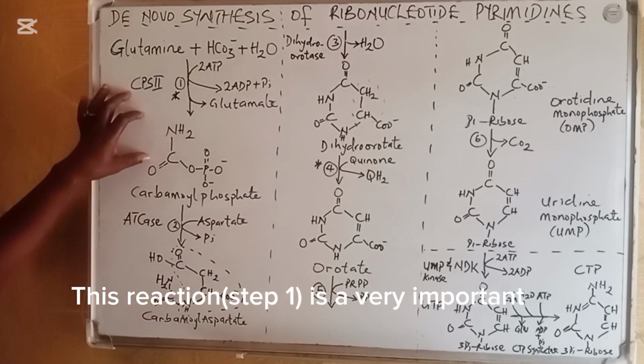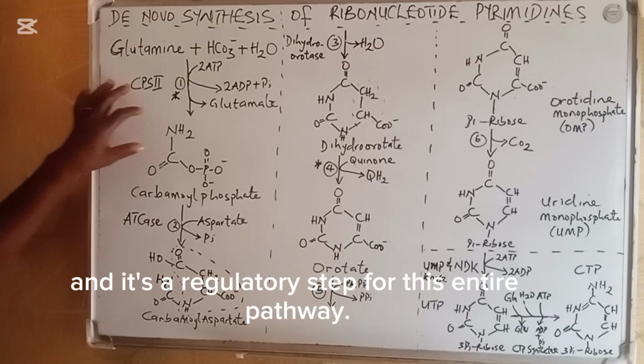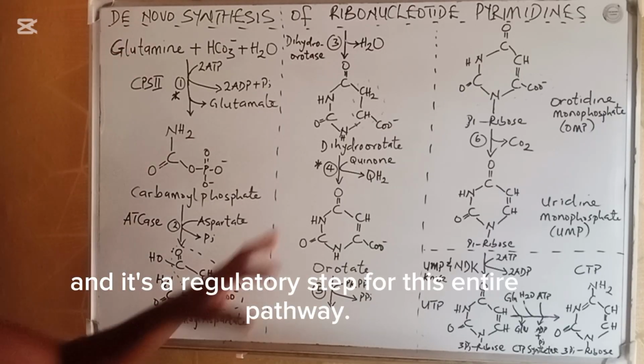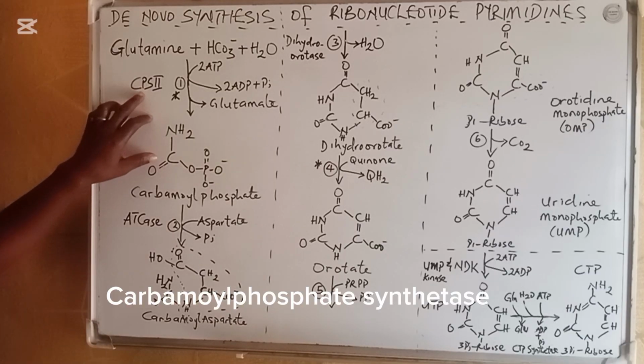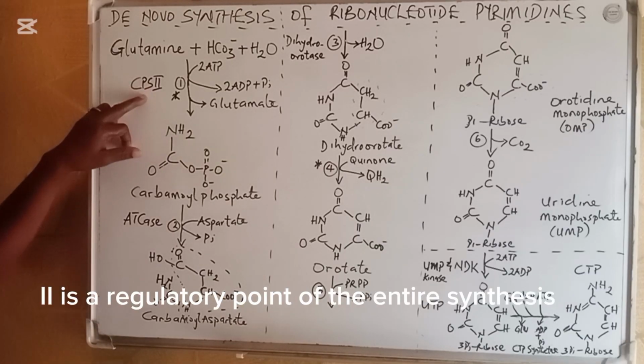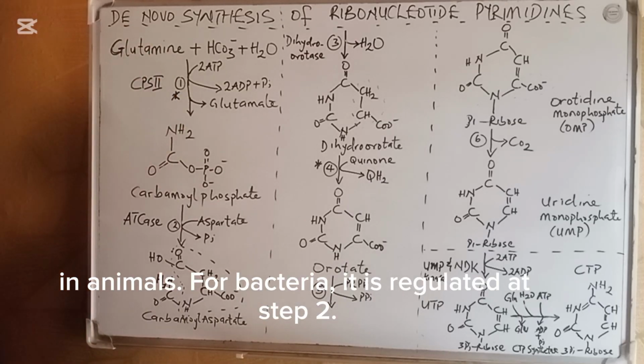This reaction, as step 1, is a very important step and is a regulatory step for this entire pathway in animals. The enzyme carbamoyl phosphate synthetase 2 is a regulatory point of the synthesis in animals, while for bacteria it is regulated at step 2.